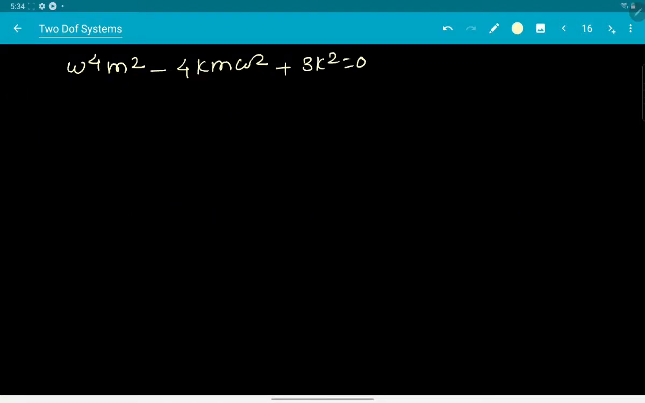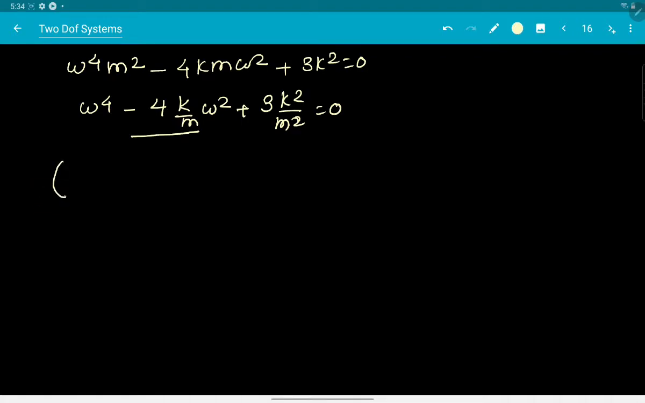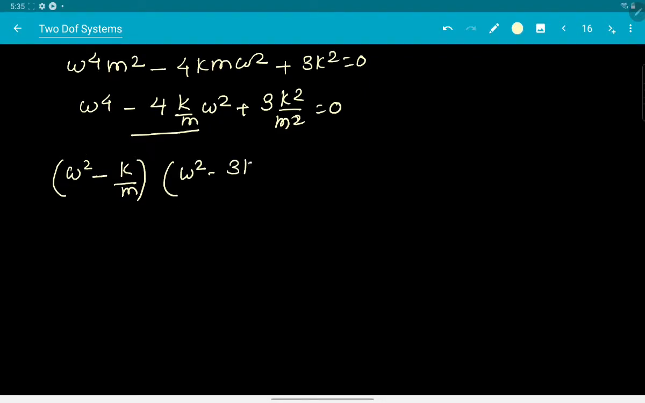I will divide everything by m square, and then I'll end up with omega raised to 4 minus 4k by m omega square plus 3k square by m square equal to 0. Further, I need not actually solve it. You will be able to appreciate that it has two roots. One is k by m, and the other root is 3k by m.